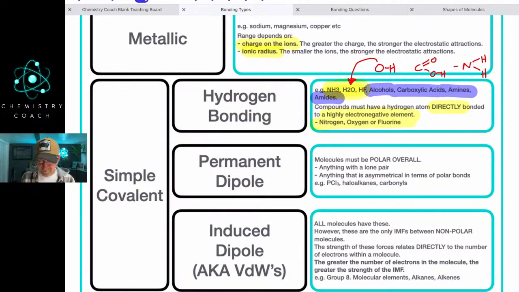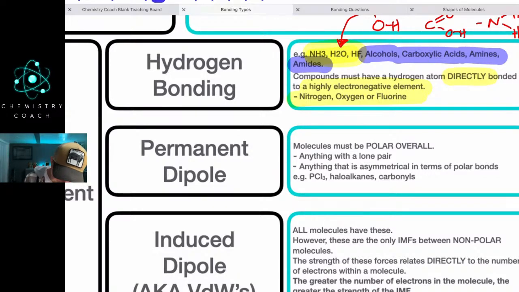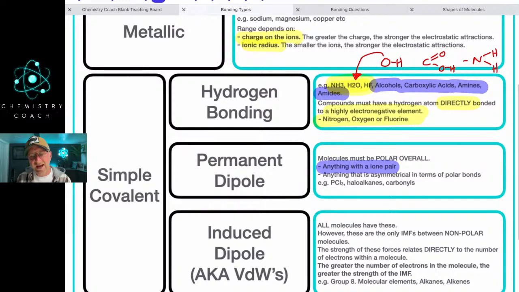Here's a hack for you though. Anything with a lone pair is likely to have a permanent dipole. So for example, NCl3, like that, nitrogen always has that little lone pair at the top. We'll talk about shapes of molecules later down the line, and that helps you work with this. But if it's got a lone pair on the central atom, basically don't even question it. It's permanent dipole, okay? Every single time.